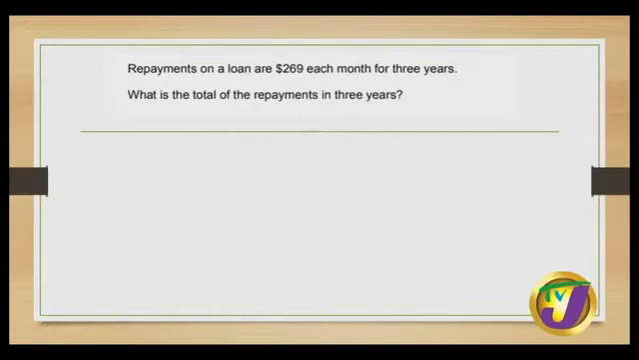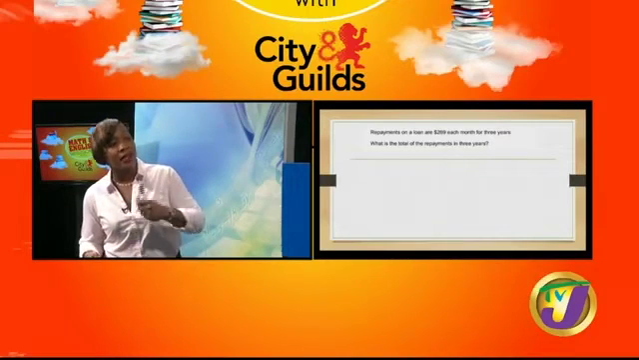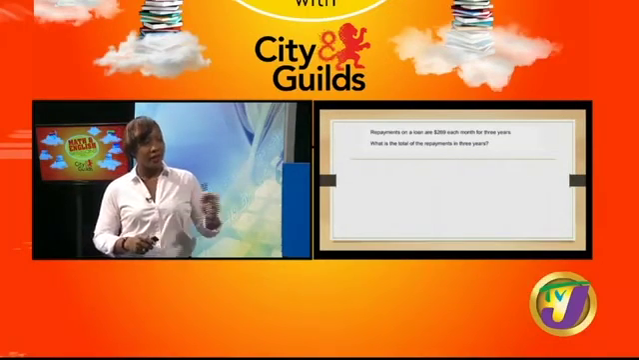All right, next question. Repayments of a loan are $269 each month for 3 years. What is the total of the repayments in 3 years? What information do you see here? Well, they tell you how much is paid each month, which is $269. Awesome. Then it tells you the duration of the repayment is 3 years. Let us look at some of the information that we can now play with to get our answer.